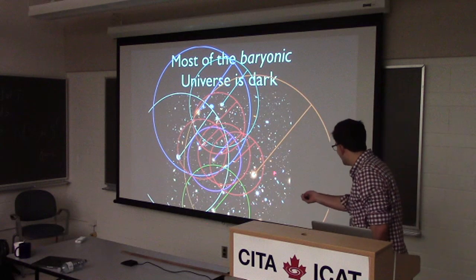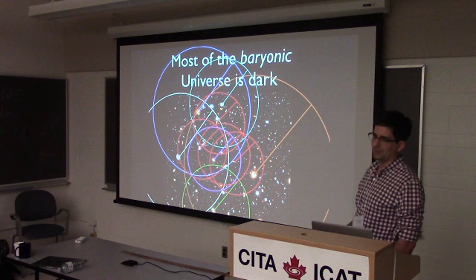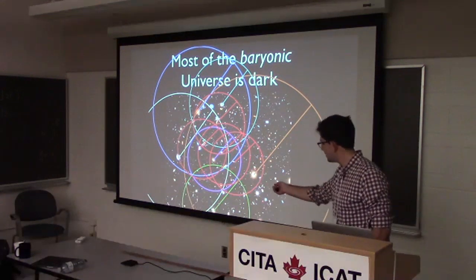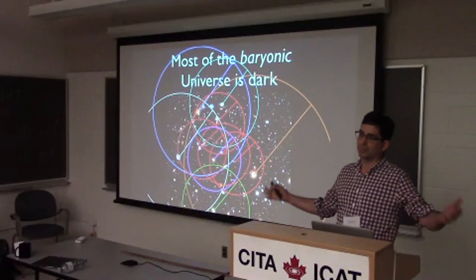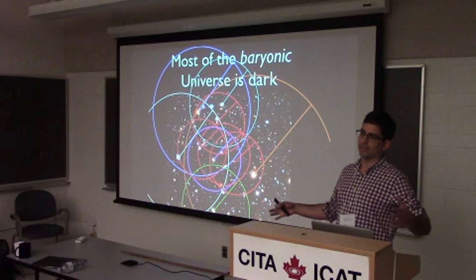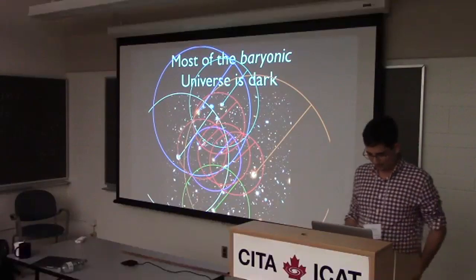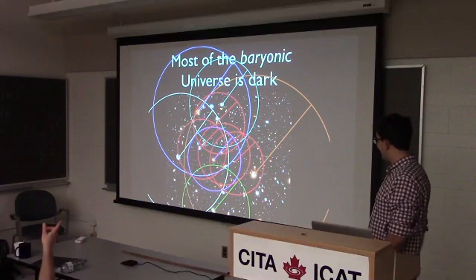So if I chose a point in this image, it's likely not going to hit a galaxy, but it's going to intersect dark matter halos. If I send a skewer through the universe, it's going to intersect a lot of dark matter halos. And we think that on the scale of these dark matter halos is where a lot of the cosmological baryons are.